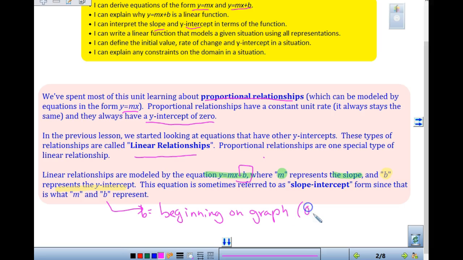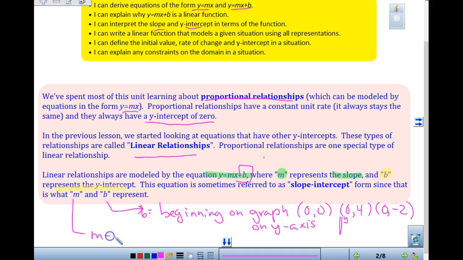It might be 0, 0. It might be 0, 4. It might be 0, negative 2. What do you notice is the same on all of those? The x is the same in every single one of these, and this beginning point is always on the y-axis. The beginning on our graph is always on the y-axis. That's the up and down axis. That's your y.